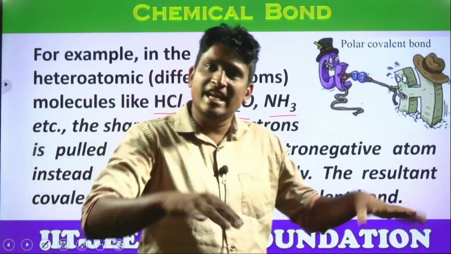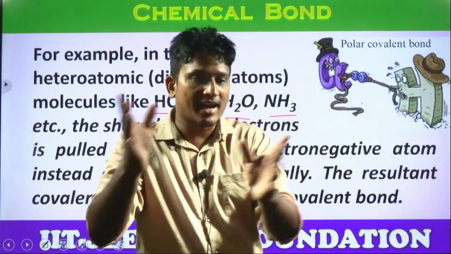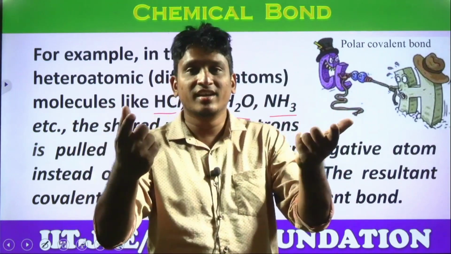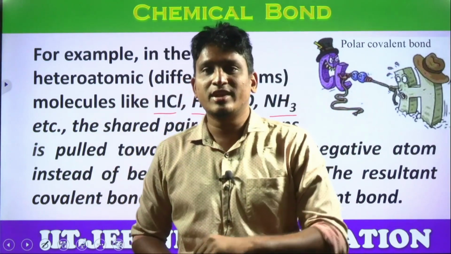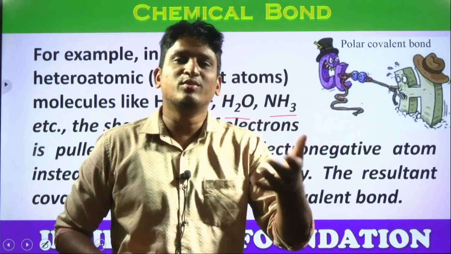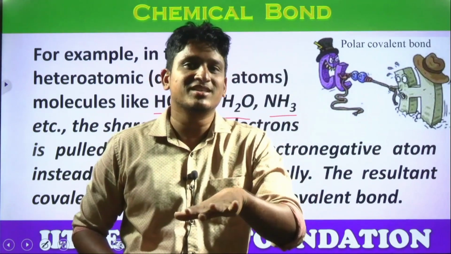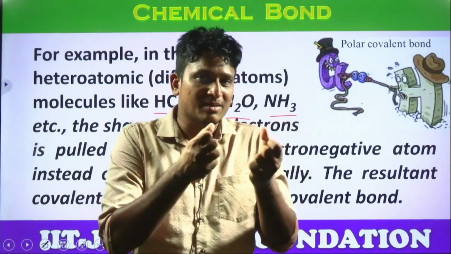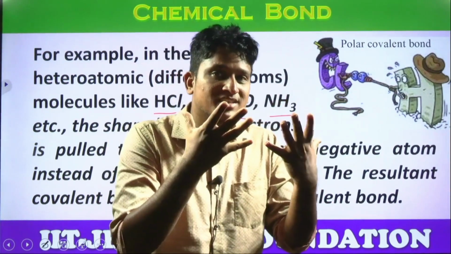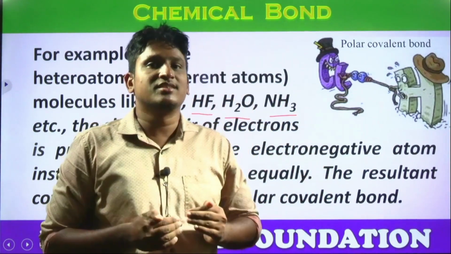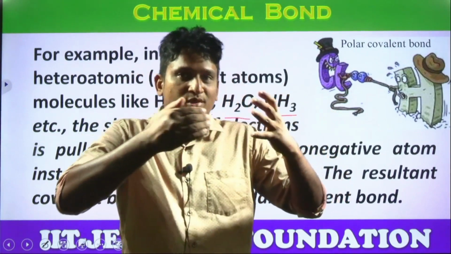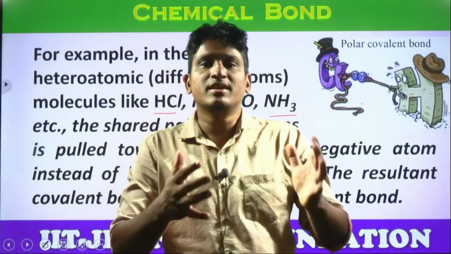That means, sir, is chlorine gaining electrons? No. Sir, is hydrogen losing electrons? No. That's why they form a covalent bond. They don't have the capacity to lose or to gain. Still, they have a little capacity, yes or no? They show that capacity in order to pull the electrons towards itself, in order to attract the electrons towards itself.